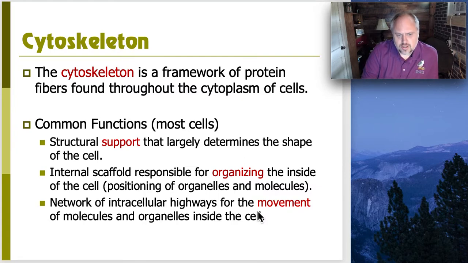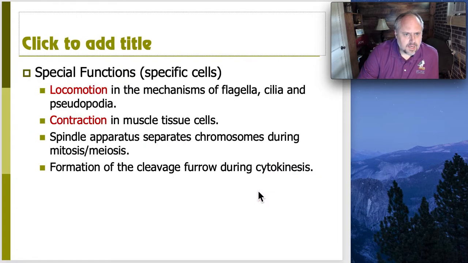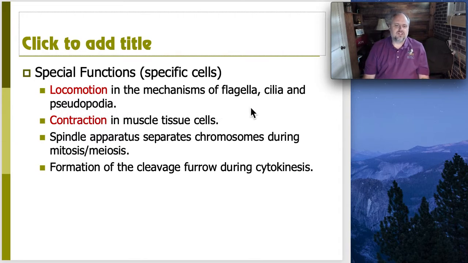Everything has its position, and the cell can change the positions of things based on the needs it has. So those are the three main functions that the cytoskeleton plays, and some special functions, things you might find in some cells but not most, would be locomotion. The motion by flagella, cilia, and pseudopodia is very much related to changes in cytoskeletal structures.